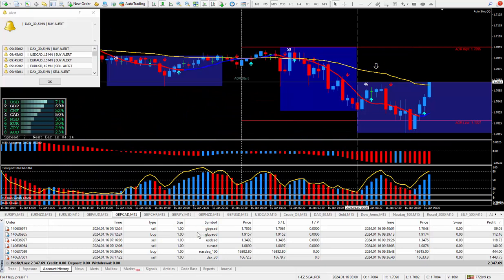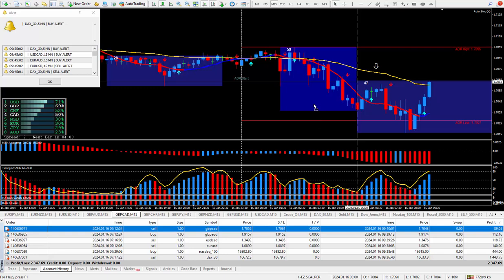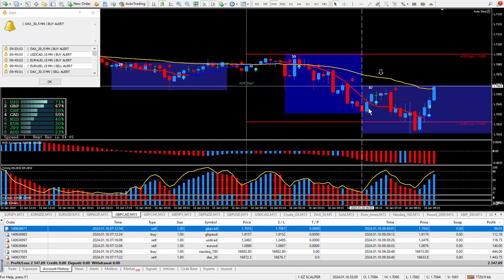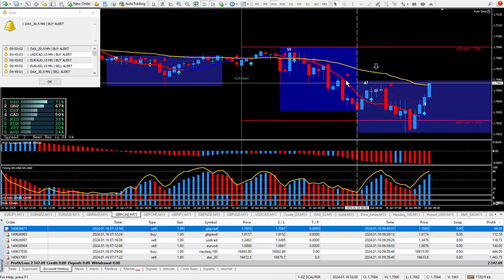Now let's run a check on these trades. The first one I did was the pound CAD. Let's drag and drop this up and see where I got in at. Just by looking at it, it did qualify for a great way to trade.